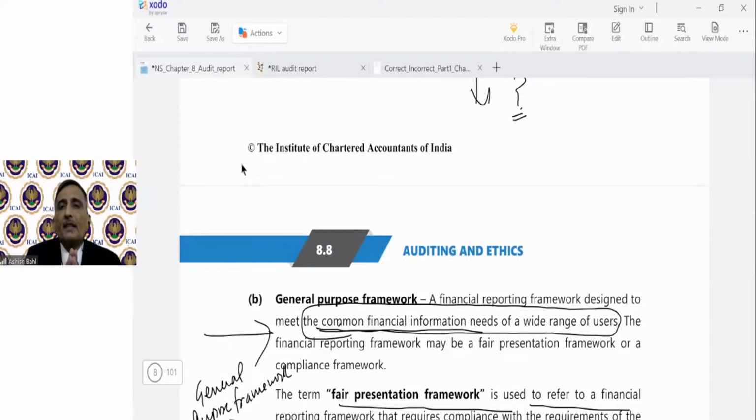So students, first of all you have to understand the meaning of general purpose financial statements.